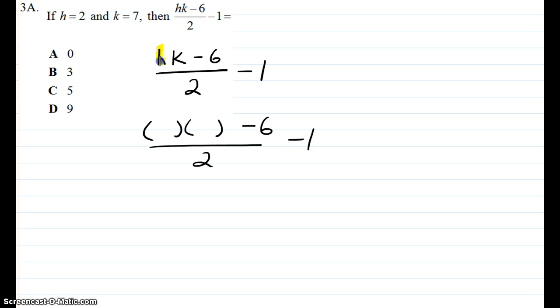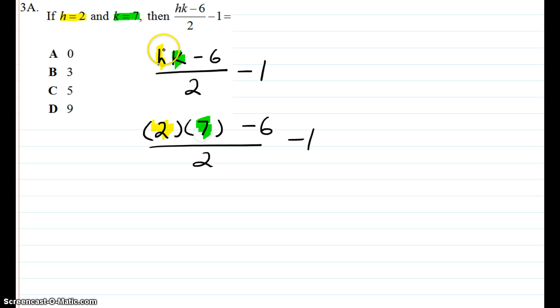And so now I need to plug in h. So h is going to go here. So we look back at the problem, it says h is 2. So we're going to put a 2 here. And k is going to go here. And k is 7.